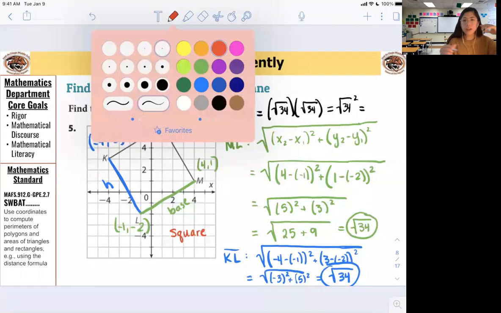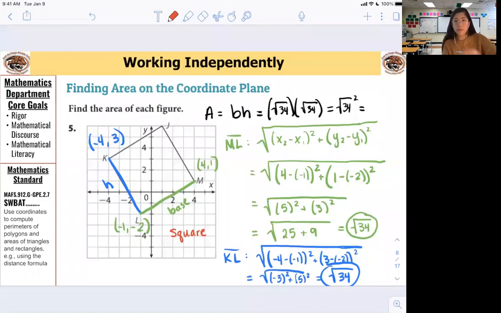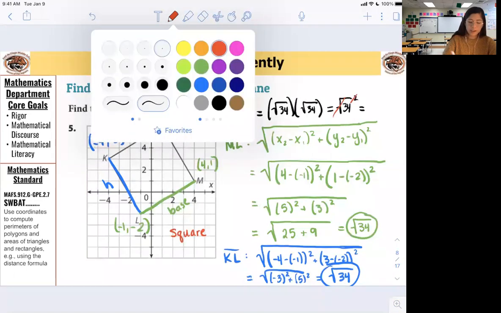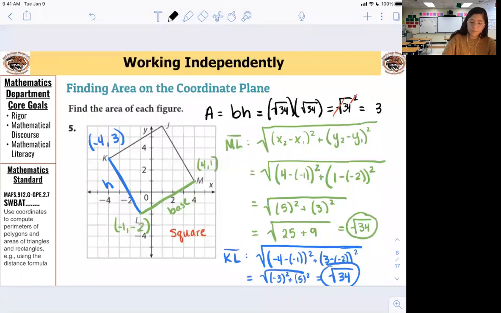Yeah, because remember, the square root is the opposite of the power of 2, the exponent of 2. So if I take the square root of 34 and then I bring it to the second power, these are inverse operations. That cancels out, and I'm left with just 34 as my final answer. Which you can also try on your calculator.